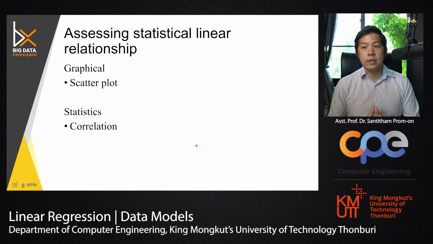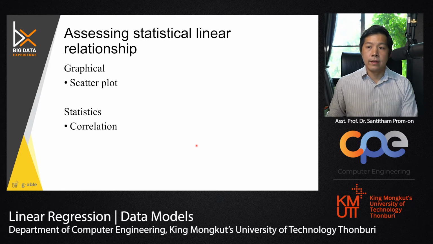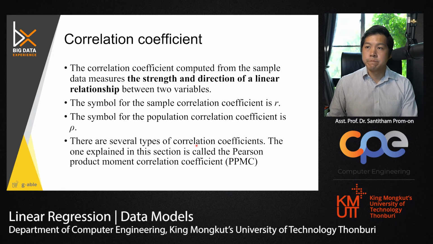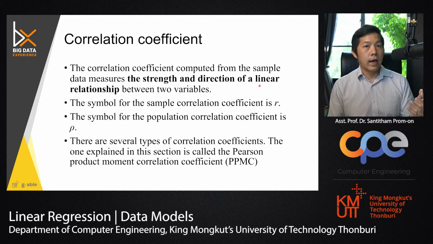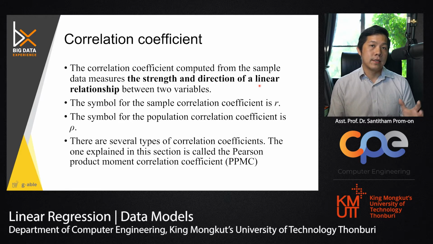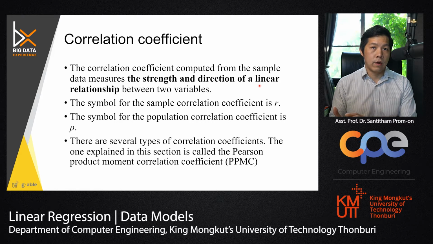So here we will see the two ways that will allow you to assess relationship between two variables. The first technique is scatter plot. The second, you can use correlation to identify relationships between variables. What is correlation? Correlation is the measurement of the strength and the direction of linear relationship, right? I would like to emphasize linear here. You want to identify whether the variables have a certain linear relationship with another variable or not.